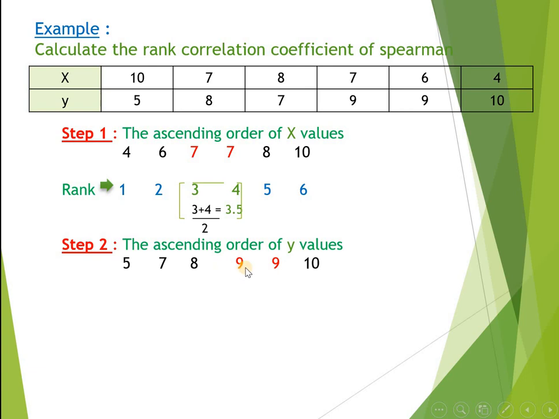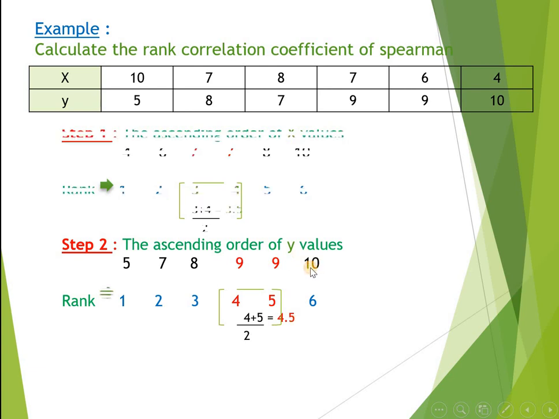I have 2 repeated 9s. So, since 5 is the first, 7 is second, 8 third, the two 9s, I'm going to give them 4 and 5, and then the average between them, 4 plus 5 divided by 2, is 4.5. I will give each 9 the rank 4.5. At the end, the value 10 has rank 6.